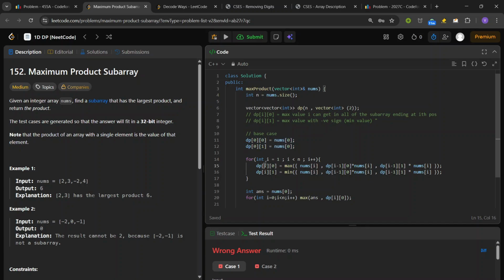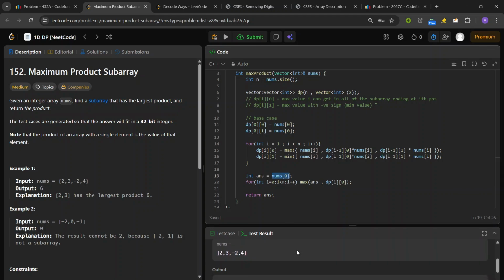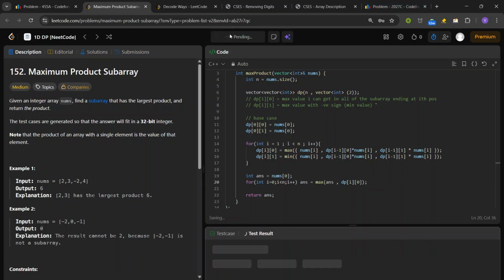dp of 0 and 1 are calculated. These are also calculated, the maximum, and dp of I minus 1, 0 and this, which is the premax and the premin, something like that, and this is just the minimum of this. My answer is first nums of 0. I take whichever is the max one. I just loop and, oh sorry, the answer. Sorry for the mistake. The answer is the maximum of all of the values of dp of I0.